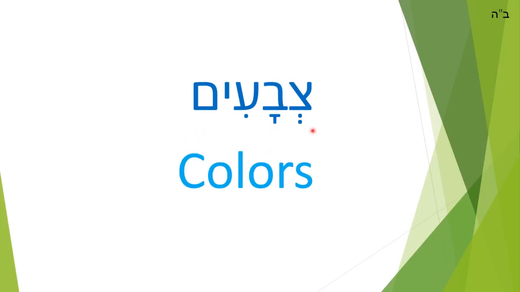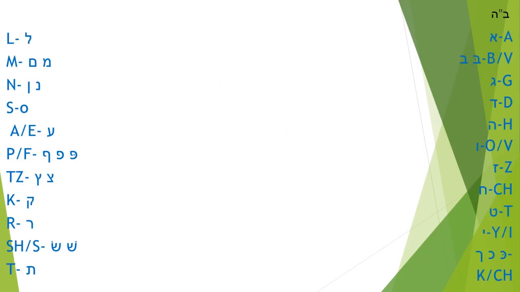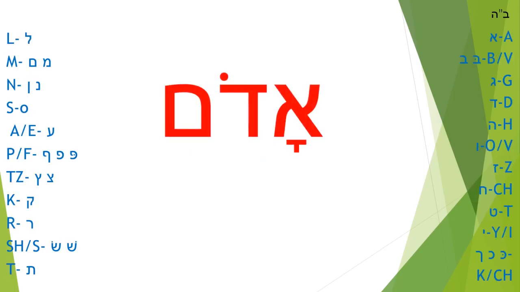Tzva'im. That means colors. I'm going to give you a few seconds to try to read on your own, and then I'll read it out loud. Okay, so we have an Aleph and a Patach, Adom, Adom, which means red.